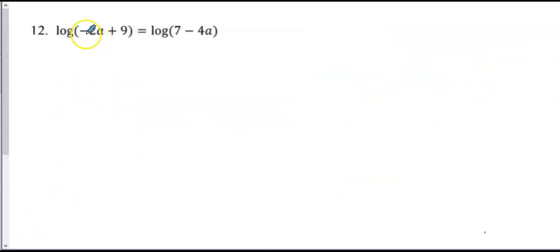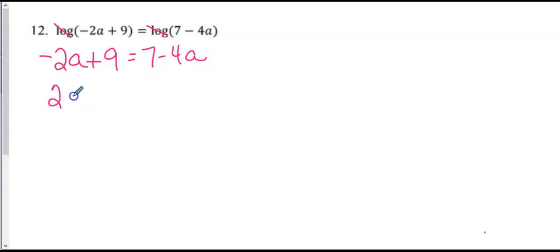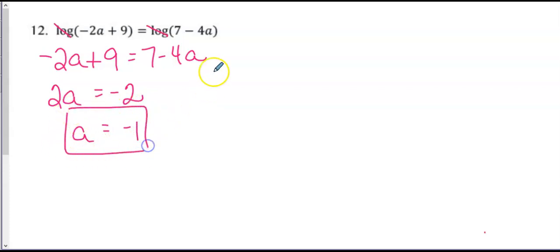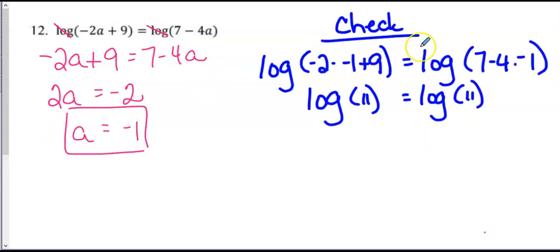Number 12, again, I have 2 log base 10s, so I can cancel the log and set both sides in parentheses equal to each other. Here's my check step. I plugged in the negative 1 and got log 11 equals log 11. So that one checked out.